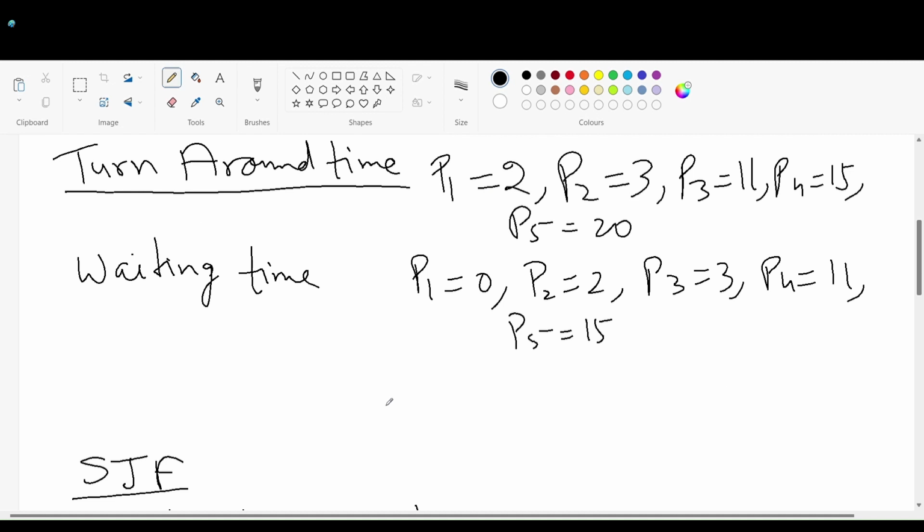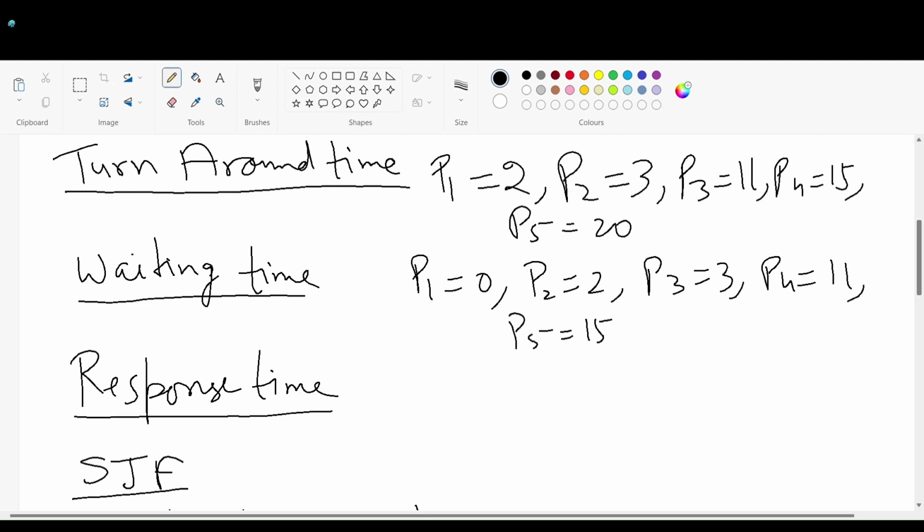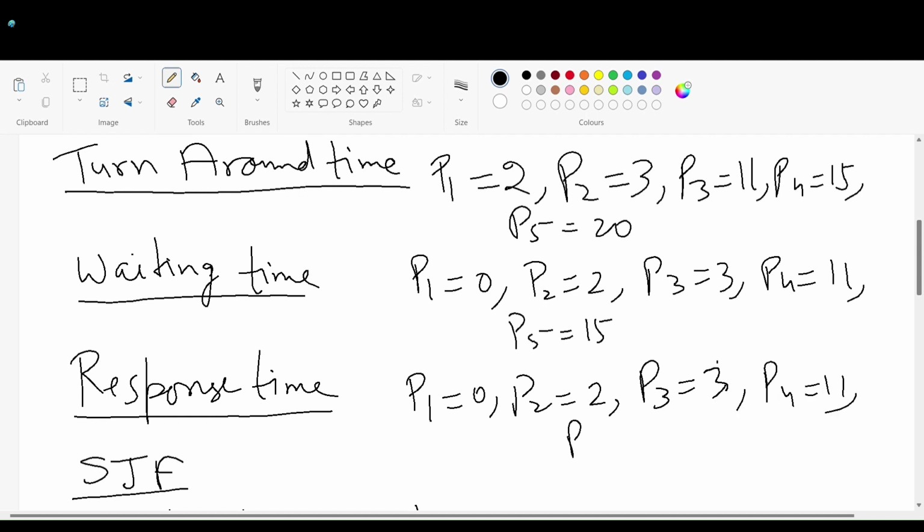Okay. What is response time? I can take another topic that is called response time. So what is the response time? The response time is the time taken by a process from entry to its first execution. Okay. So P1 is 0, P2 is 2, P3 is 3, and P4 is 11 and P5 is 15. Okay, so this is the response time.